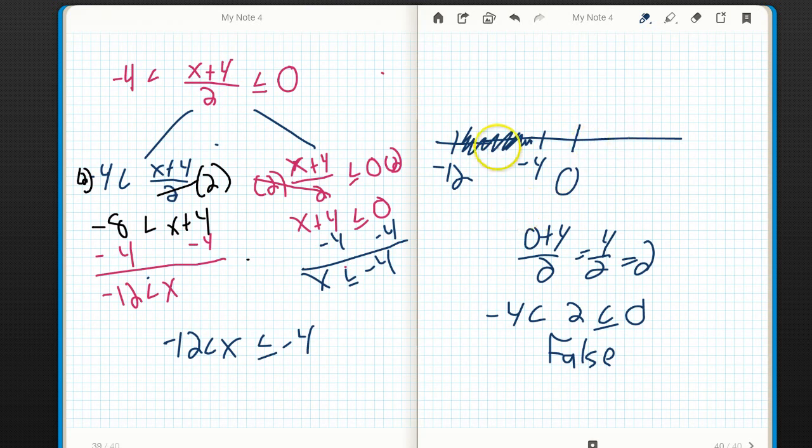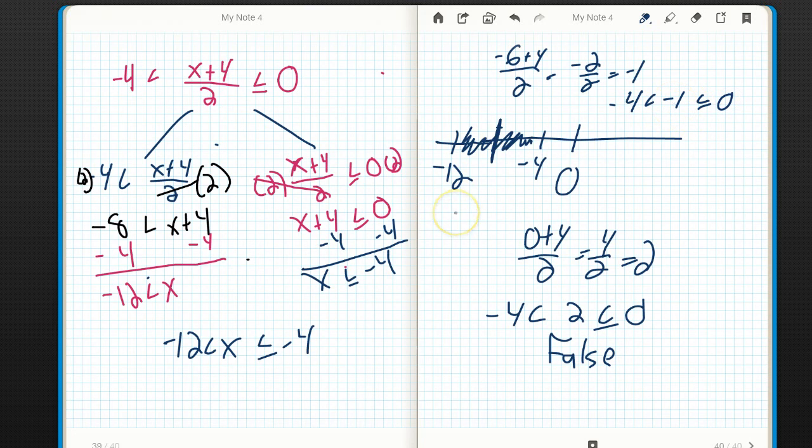So 0 is not in here, so we know we did it partially right. So now pick another number that's in here. Let's pick negative 6. So negative 6 plus 4 divided by 2 is negative 2 over 2, which is negative 1. So we have negative 4 is less than negative 1, which is less than or equal to 0. Negative 1 is greater than negative 4, and it is also less than 0. So we did this correctly.